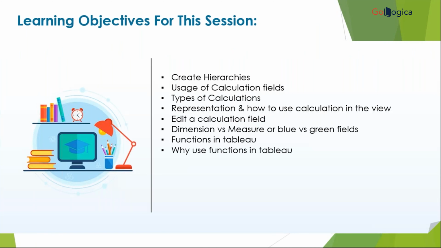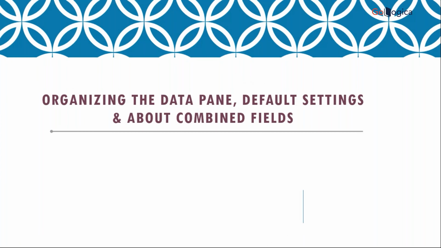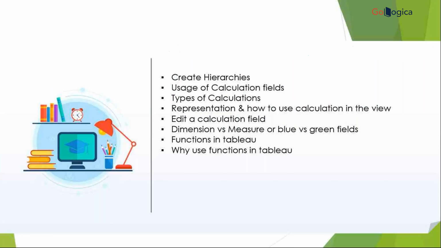In this session, we are talking about organizing the data pane, and there are some default settings. Yesterday I showed you how to put the default settings for aggregation. Today we are going to see more options. Not only aggregation, we can put default settings for shapes, for colors, and everything. About combined fields also we are going to see. These are the topics that we are going to cover.